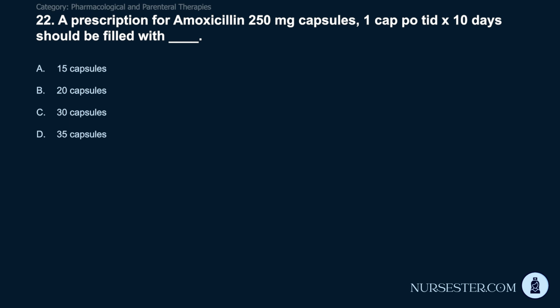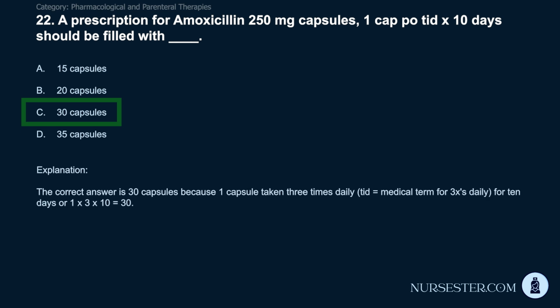22. A prescription for amoxicillin 250 mg capsules, 1 cap per tid x 10 days should be filled with A. 15 capsules. B. 20 capsules. C. 30 capsules. D. 35 capsules. Correct answer, C. 30 capsules. The correct answer is 30 capsules because 1 capsule taken 3 times daily, tid being the medical term for 3 times daily, for 10 days, or 1 times 3 times 10 is equal to 30.